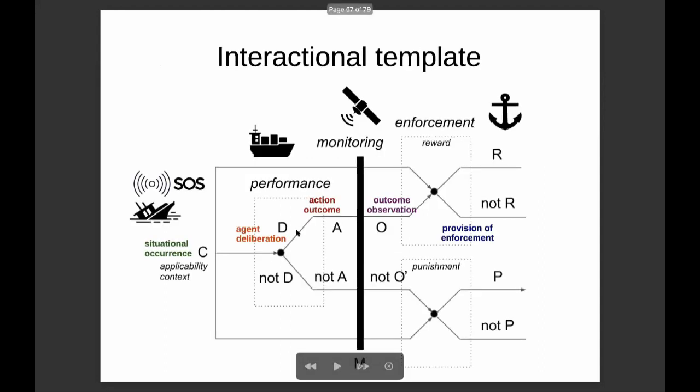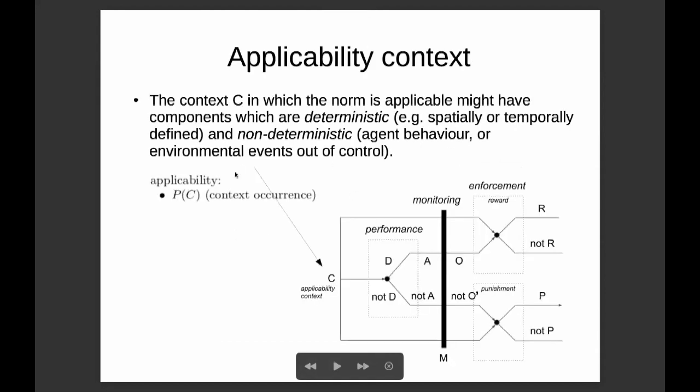From a process point of view, the interaction passes through four stages. An environment sets the situational occurrence of an applicability context. In a performance phase, the agent decides whether to perform or not the action. The monitoring phase is about collecting evidence for positive or negative action. Depending on the result of monitoring and the enforcement regime, the enforcer may proceed in providing a reward or a punishment. More in detail, we consider a context that makes the norm applicable or not.